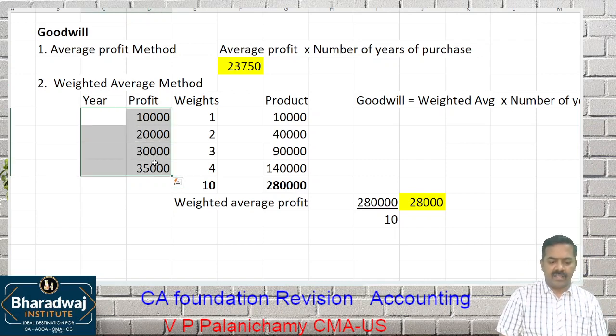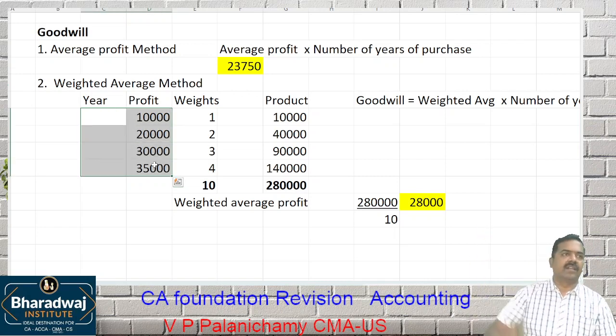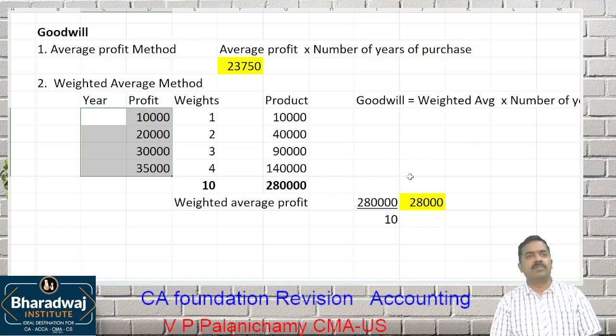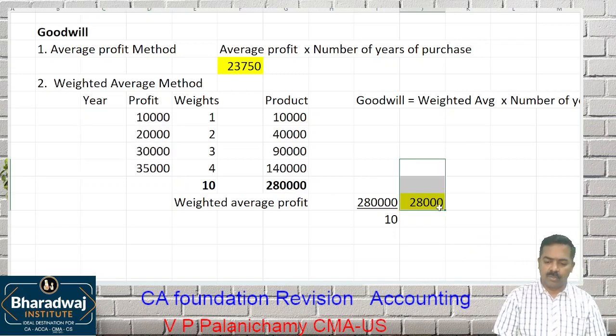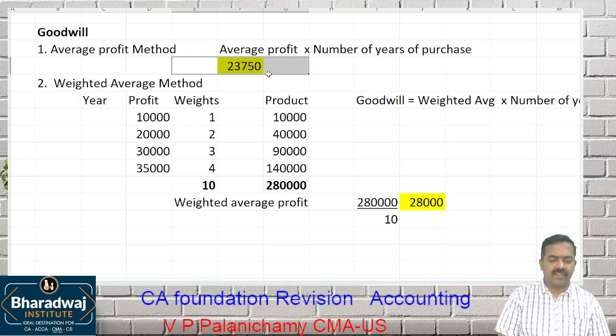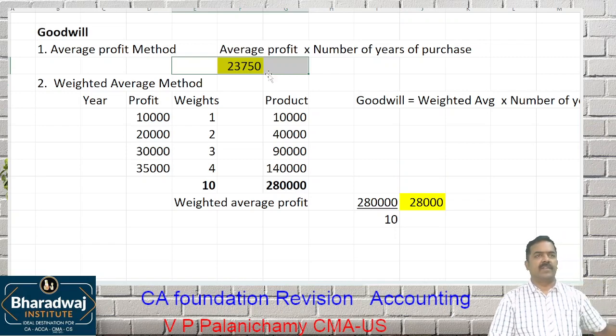10, 20, 30, 40, 35 profit increase ஆயிட்டே இருக்கு. அப்போ okay, there is a chance that the firm will make what? More profit in the future. More goodwill will be there. That is why we apply which method? Weighted average method. புரியுதா? Simple average method is okay for the firm which is making fluctuating profit.